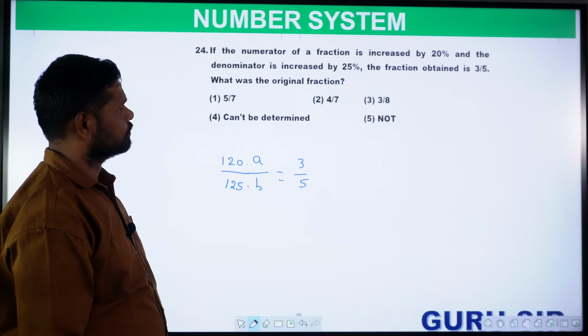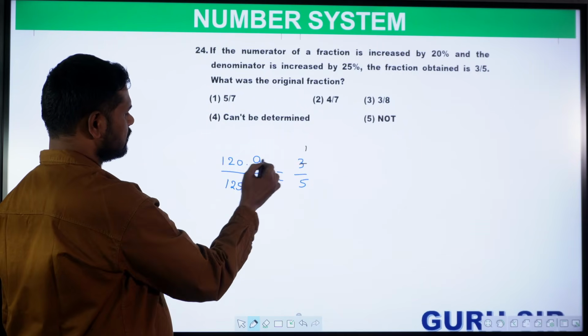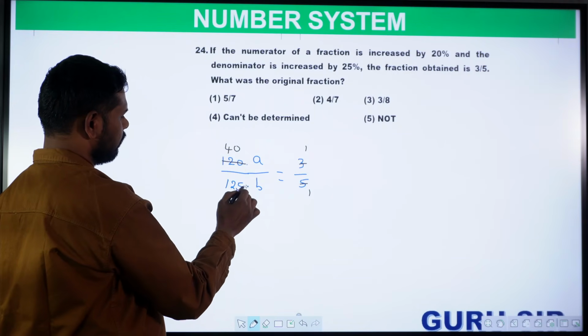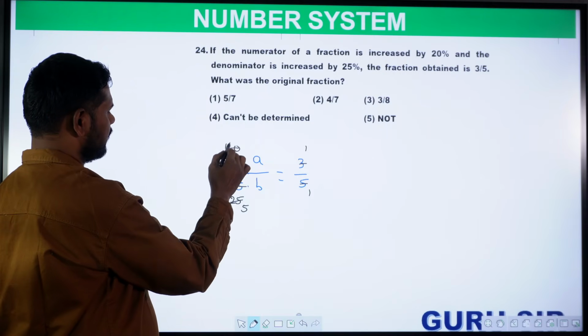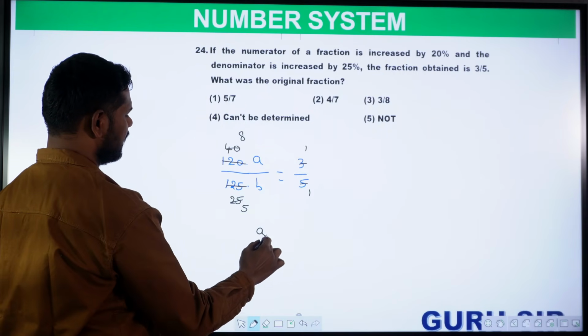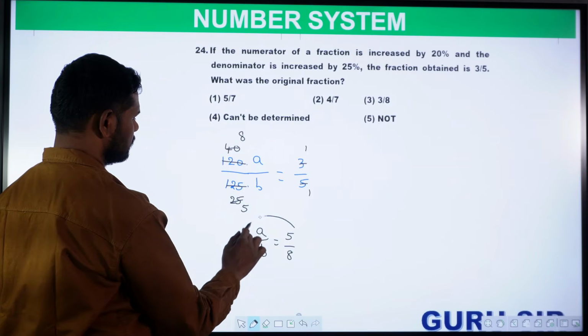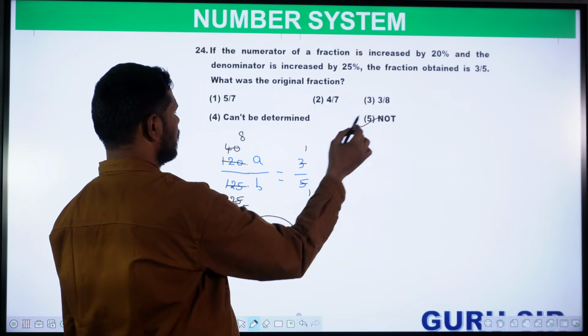Now, what was the original fraction? So 3 ones, 3 40s, 5 ones, 5 25s, again 5 fives, 5 eights. So a by b is nothing but 5 by 8. The answer is none of these, not can't be determined.